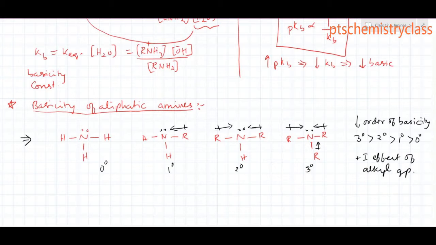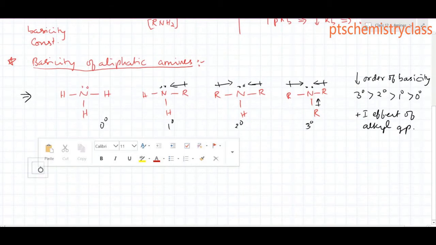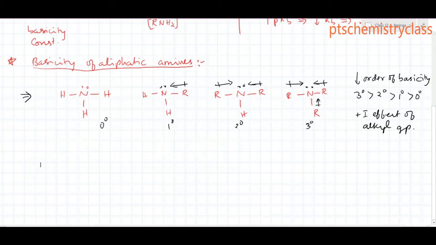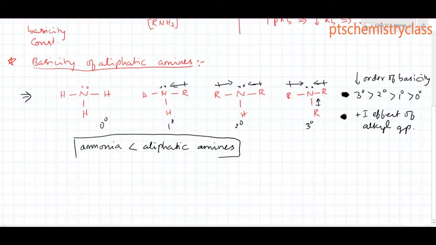Now, when compared to ammonia, what you can infer from this is useful whenever you get a question on predicting the basicity of a given set of amines. Two points you have here. Ammonia is less basic than aliphatic amines. In this relationship, you can have it, so that when we predict a set of compounds, we can use it.